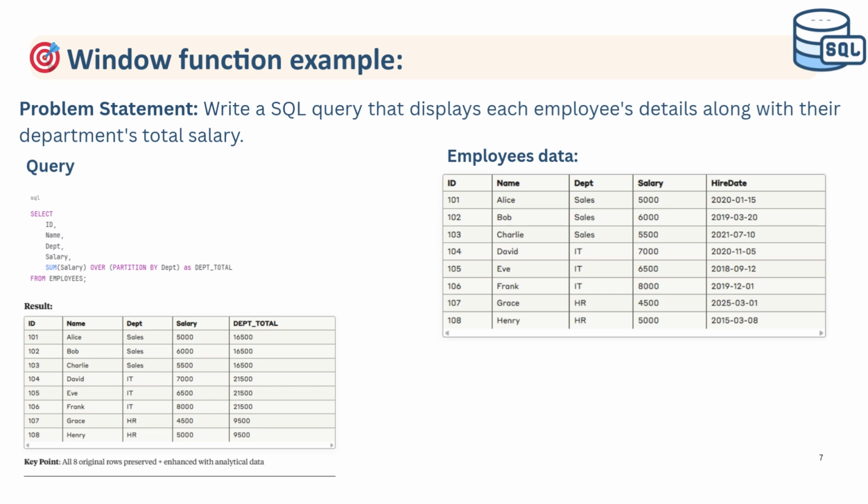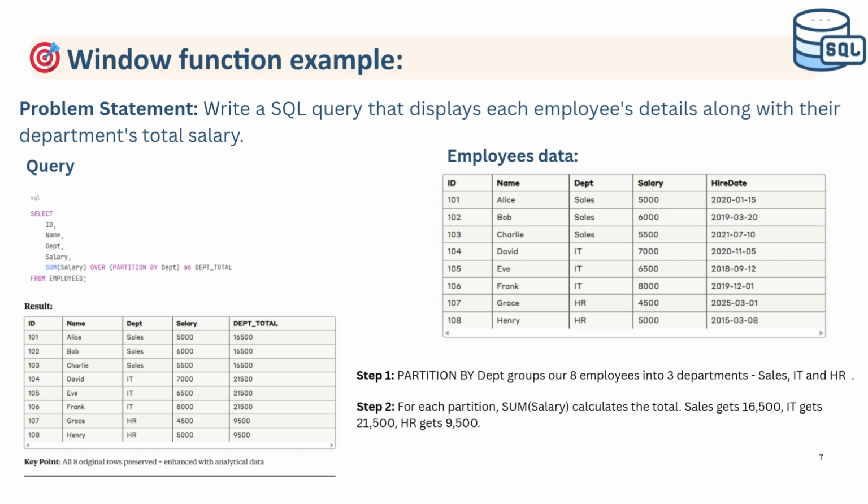How it works. The window function works in 3 steps. Step 1. PARTITION BY department groups our 8 employees into 3 departments, Sales, IT and HR. Step 2. For each partition, SUM(salary) calculates the total. Sales gets 16,500, IT gets 21,500, HR gets 9,500. Step 3. Every row in each partition gets the same total value attached to it.